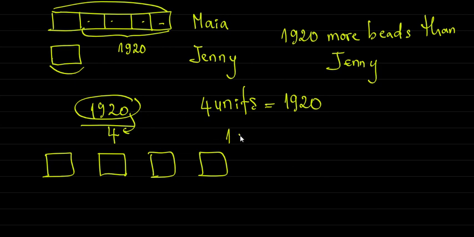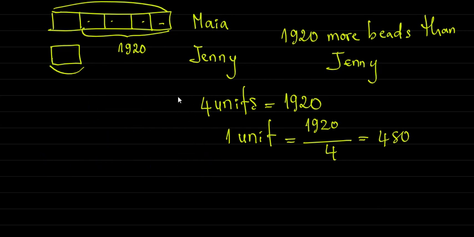That's it. So when 1 unit equal to this, 4, 8 and 0. So then you could see 1 unit equal to 480. So you could see Maya has 5 units in total and Jenny has only 1.